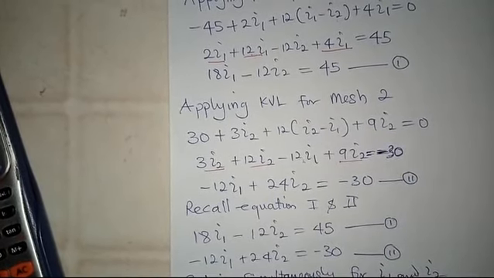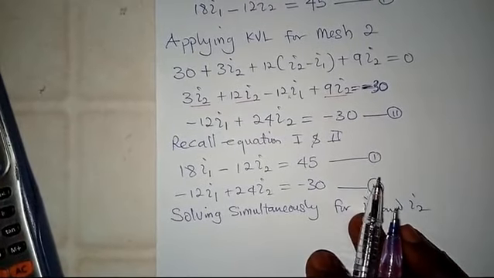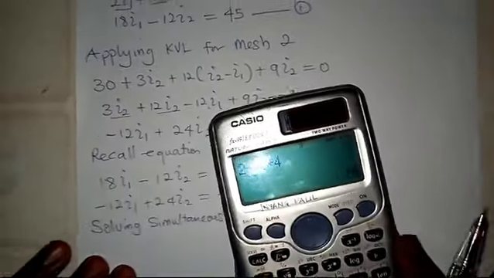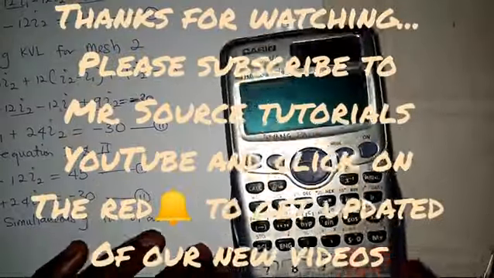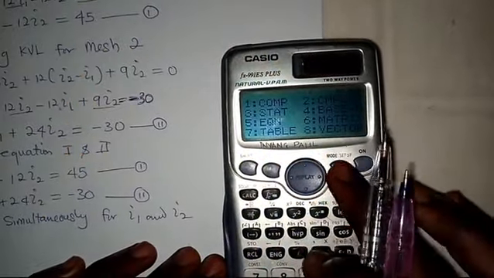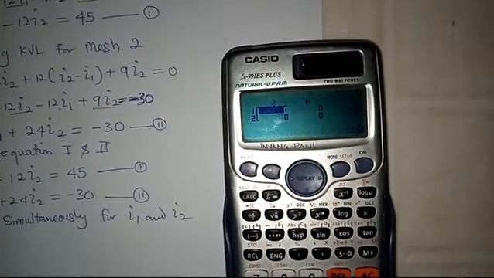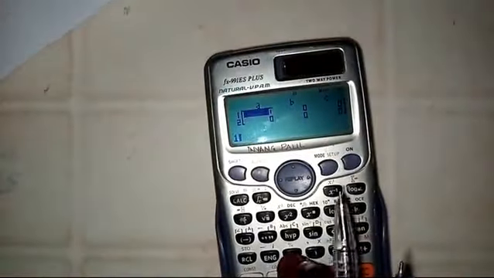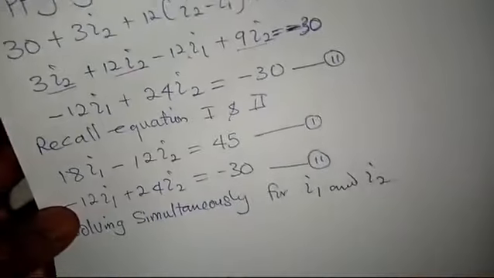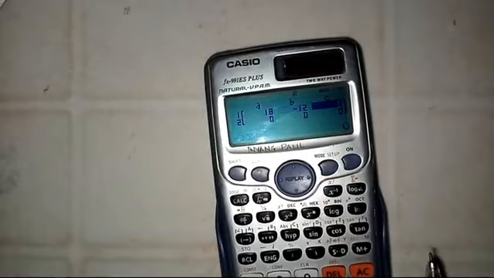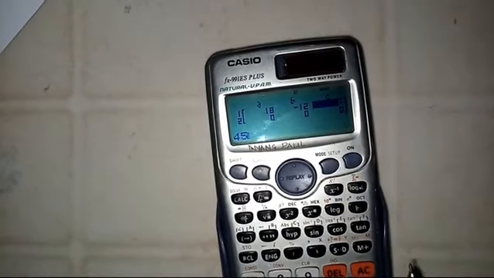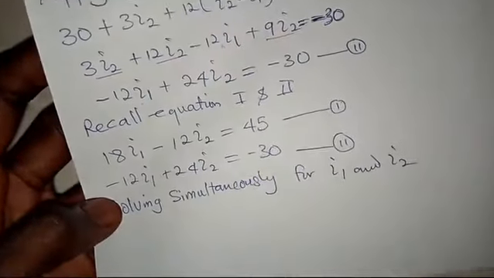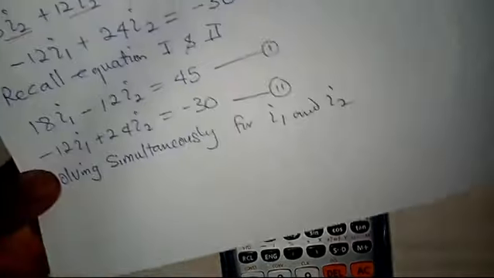Solving it simultaneously is very pretty simple. You can use matrix method to solve it. You can use the determinant method to solve it, but here I want to use my calculator to do a simple calculation. What you need to do here is first for me to check my mode setup, press equation 5, press number 1. Now putting in the parameter values, I have 18 here, press 18 equals, press minus 12 equals, press 45 equals, press minus 12 equals, press 24 equals, and press minus 30.